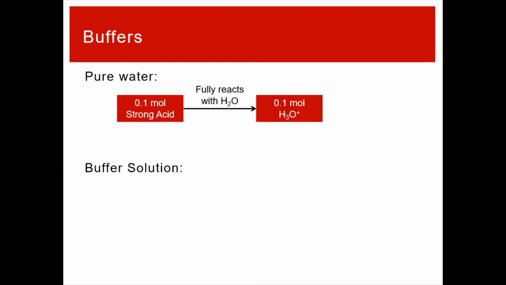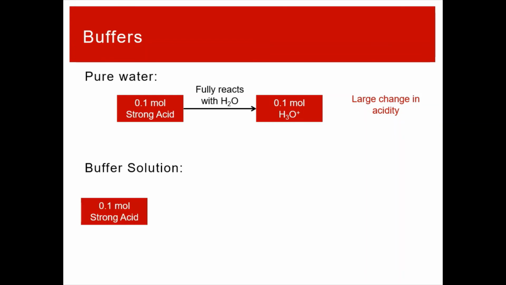So if you think about pure water, say I add 0.1 mole of strong acid to pure water. Because it's a strong acid, it fully reacts with H2O, and I would create 0.1 mole of hydronium, right? It reacts via stoichiometry, and that would lead to a large change in the acidity of the solution because water just reacts with the acid to lead to the production of hydroniums.